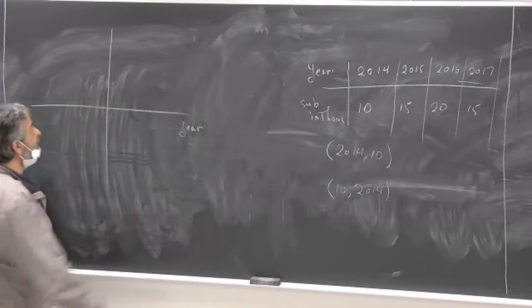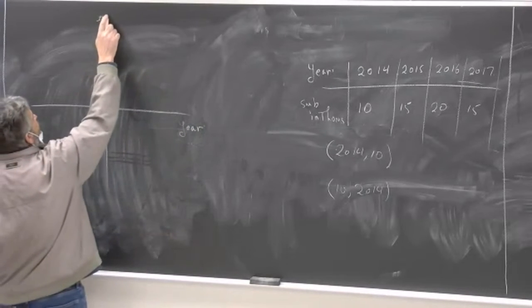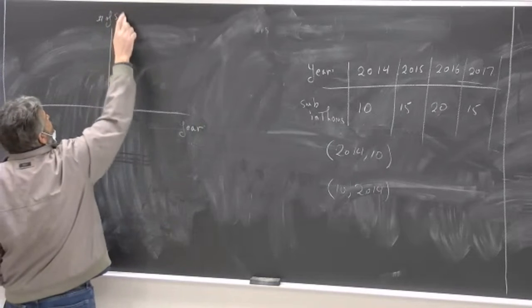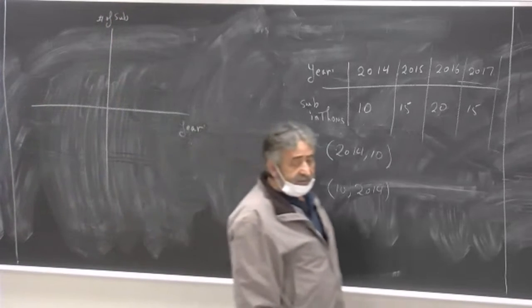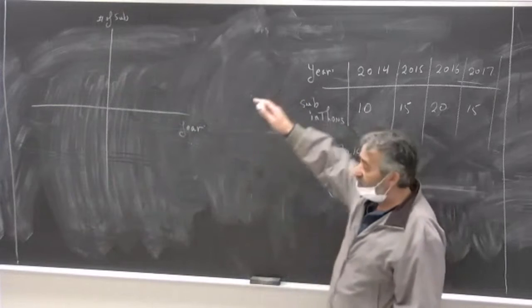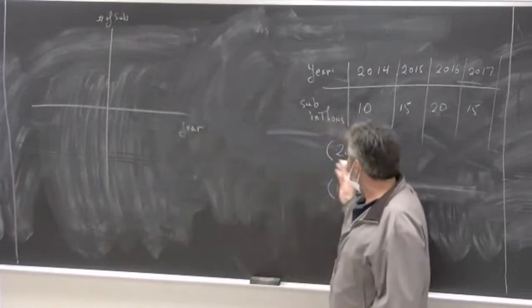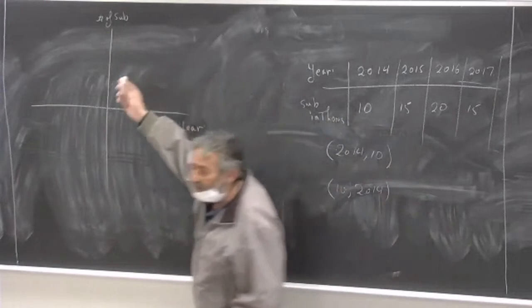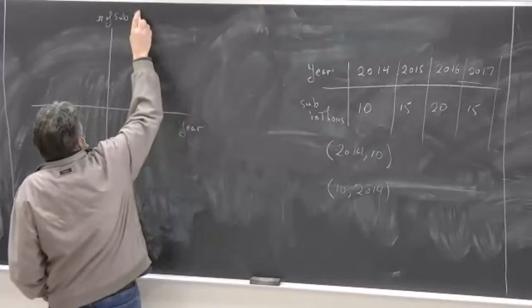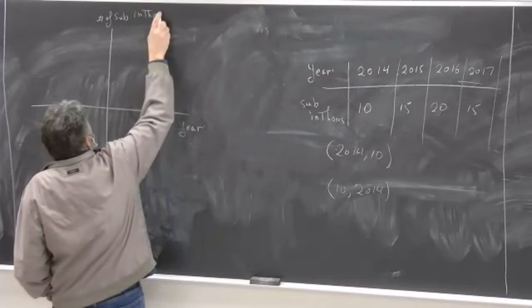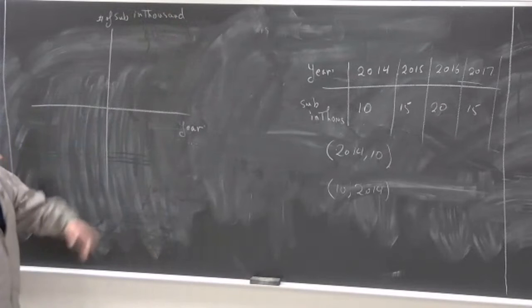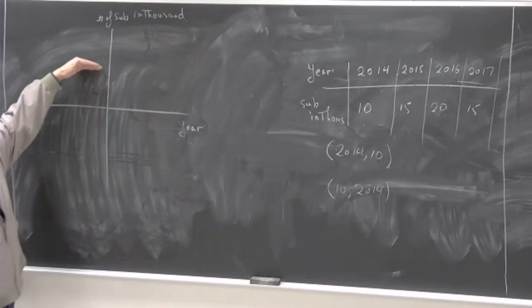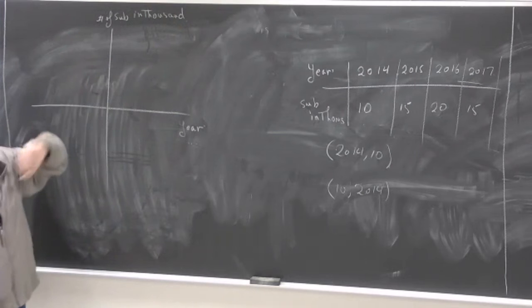Yeah? And let's say this is the number of subscription, and you can also choose whether you want to have those numbers written all the way or you want to have it the same way. I could say, for instance, number of subscription in 1,000, yes, and then go exactly what they have, 10, 15, 20, 25, whatever.